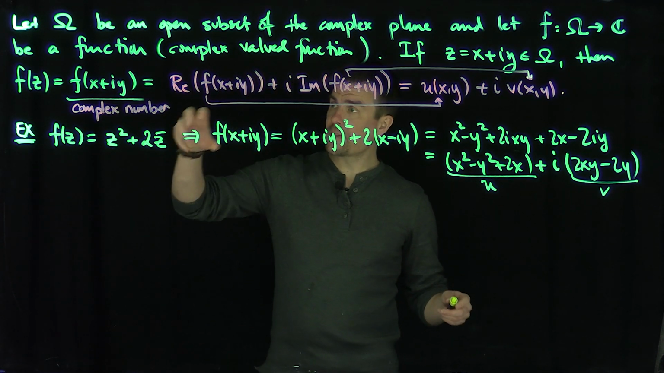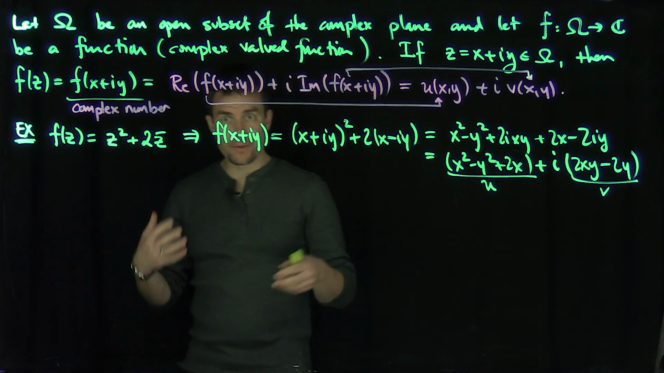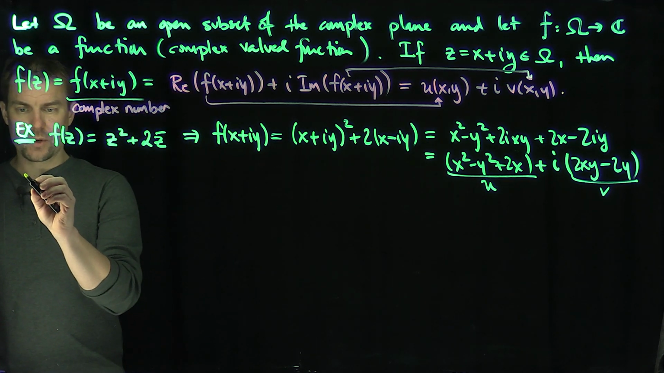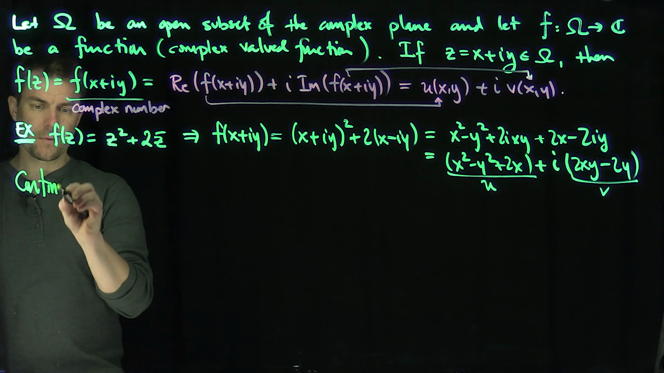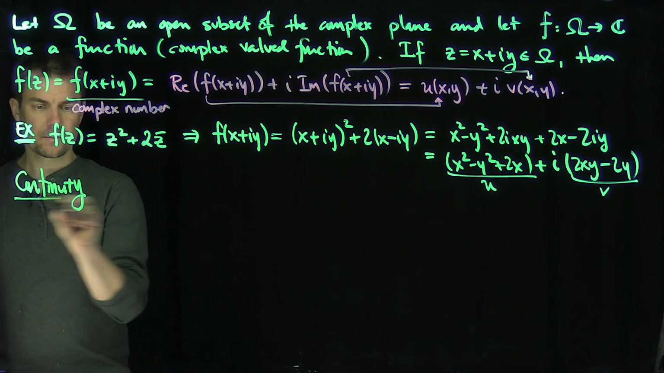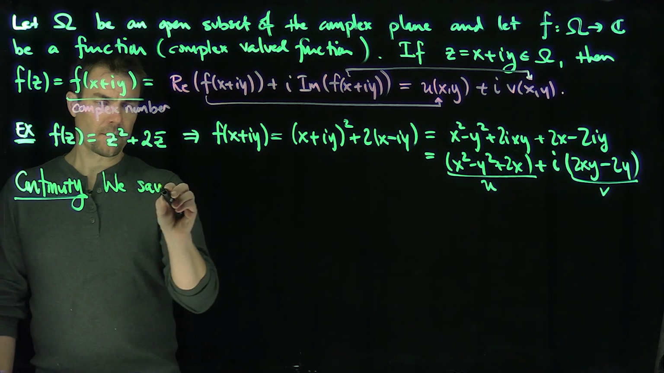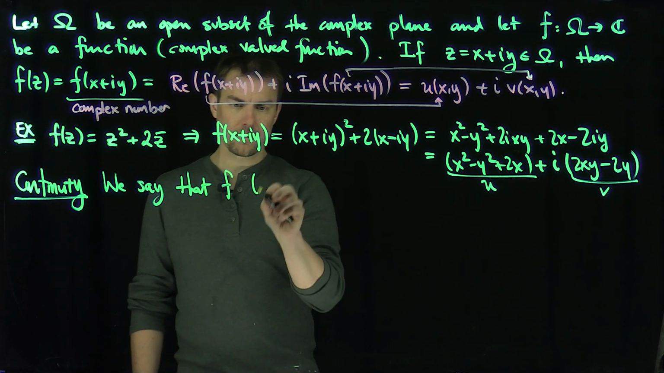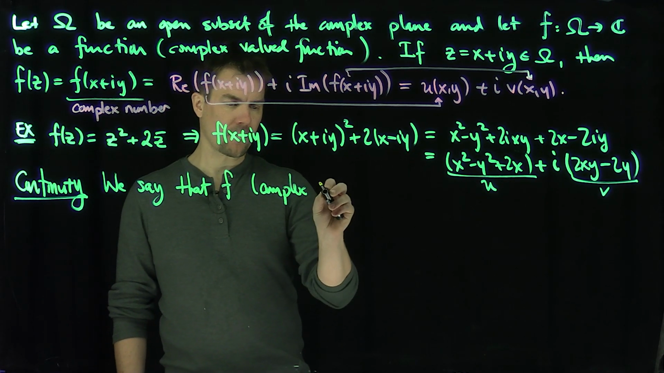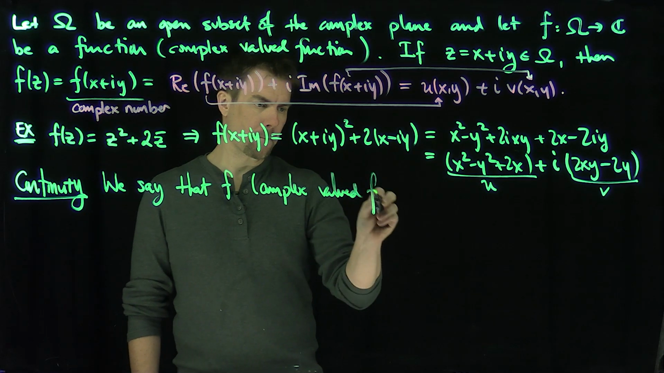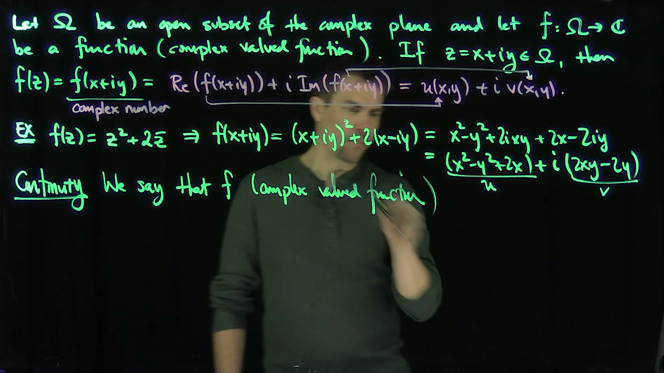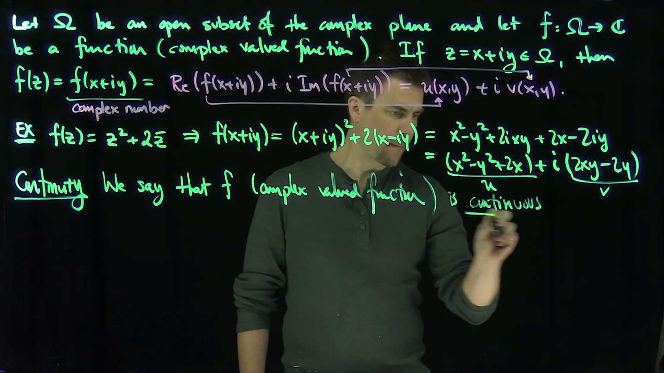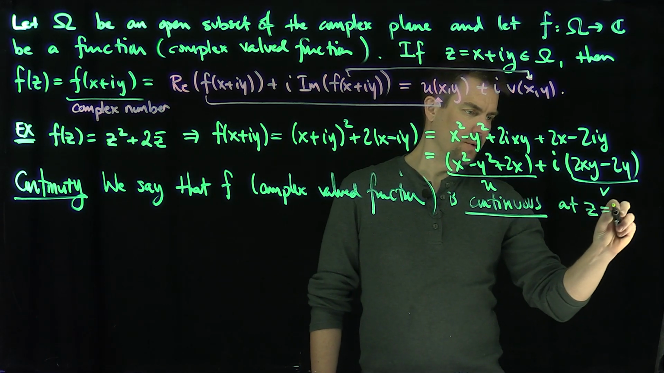Now, of course, I want to tie in this idea of complex functions to the standard things like continuity, differentiability, and integrability. So let's do that. Let's first do continuity. That's the first thing you do in calculus. We have a metric topology on this. We say that f, a complex valued function, is continuous at z equals z0.